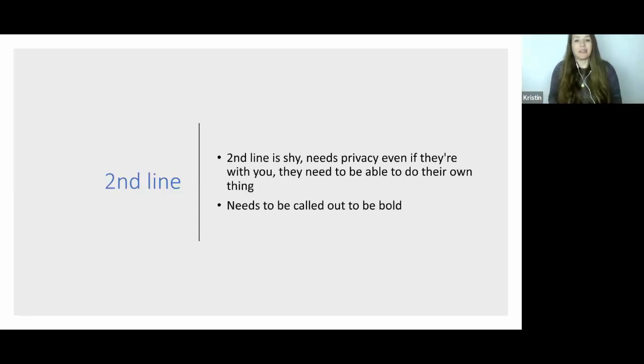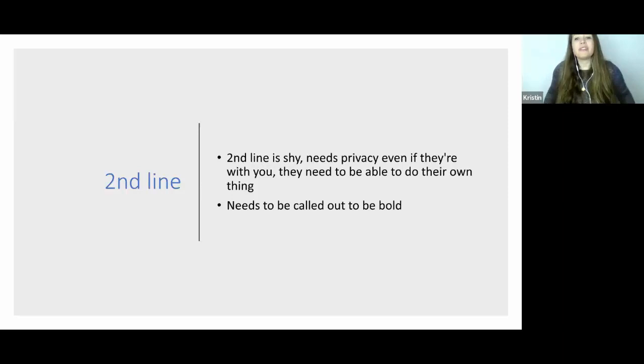The second line profile. Now, the second line is shy. It needs privacy. And even when you're hanging out with the second line, it can kind of feel like the second line is fading into the background if they're not being called out, if they're not being bold. Sometimes we call it being antisocial. They can be social, but there's also times when they don't really feel like it. They want to stay home. Or they go out, but they kind of withdraw from the conversation a little bit.